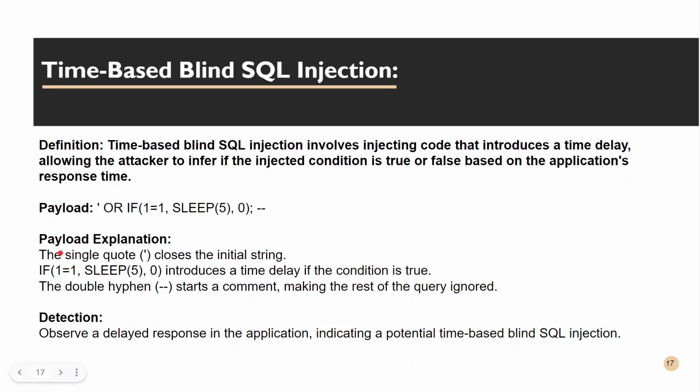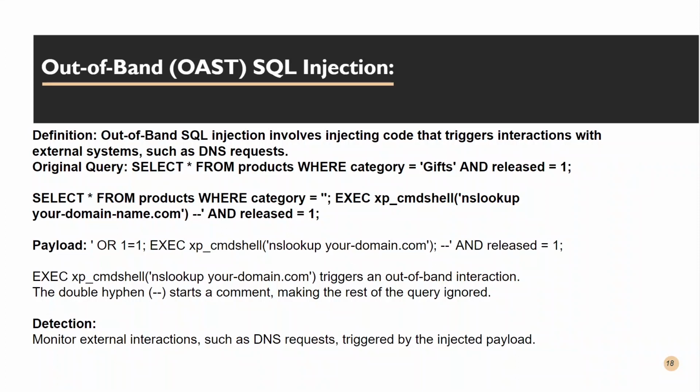Now for this payload explanation, we have the first single quote which closes the initial string. Then we have if 1 equals to 1, sleep 5 seconds, which introduces a time delay if the condition is true. And then 1 equals to 1 is always true, meaning that the statement always executes where it's going to have a delay of 5 seconds. The double hyphen starts a comment making the rest of the query ignored. So in order to detect this type of time-based blind SQL injection, observe the delay response in the application indicating a potential time-based SQL injection.